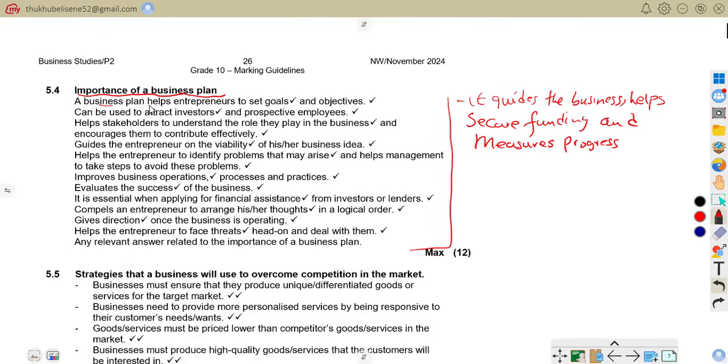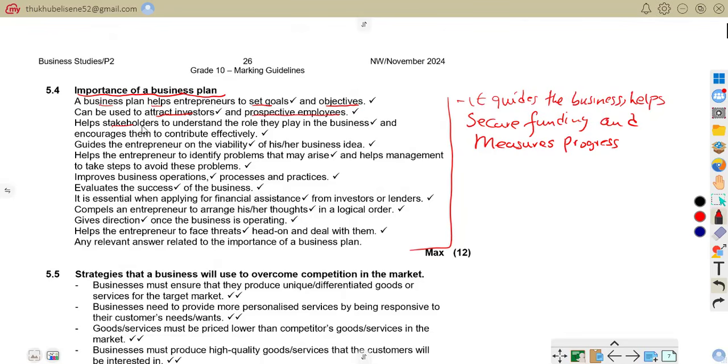As it says, the business plan helps entrepreneurs to set goals and objectives. So it enables entrepreneurs to have goals and objectives that they want to achieve, and it can be used to attract investors and prospective employees. So a sound business plan helps to attract investors. Make sure that your business plan is sound and convincing, so that the investors are not reluctant to invest in your business.